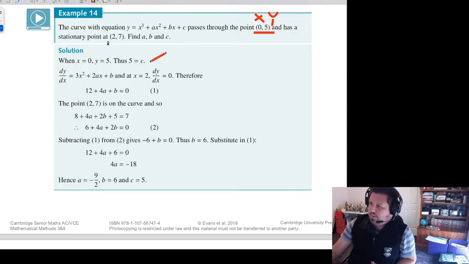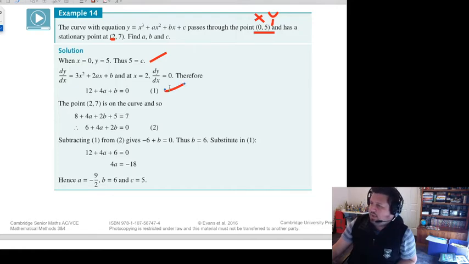Next, this stationary point occurs when the derivative of this here is equal to 0. So again, we can get the derivative of this, which is 3x squared plus 2ax plus b. Because it's telling us that at this particular point it's a stationary point, when x equals 2, you know the derivative is going to be equal to 0. So we can create an equation based on this. Plugging in x equals 2 and making it equal to 0 will give you one of the equations.